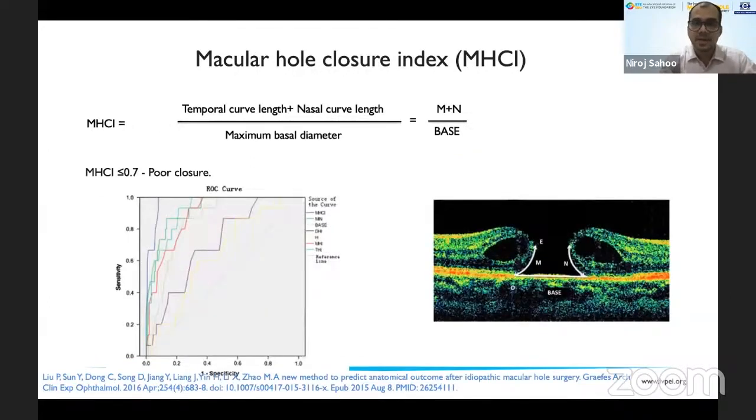A slightly newer index, macular hole closure index or MHCI, actually takes into consideration the curve length. This is not the arm length that was used in hole form factor, but the temporal and nasal curve length that was used here. In this paper, they showed that the area under the curve was much, much higher than all of the rest of the macular hole indices. So this is telling us that this could be one index that might be consistent with the prognosis of the macular hole.